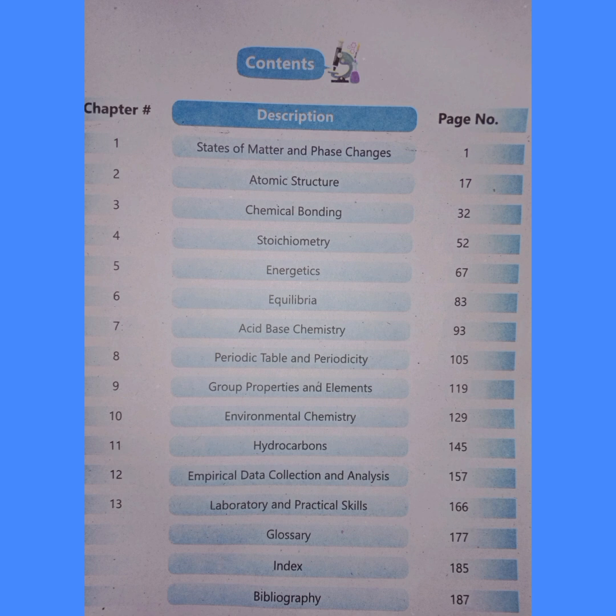Eighth chapter, periodic table and periodicity. Ninth chapter, group properties and elements. Tenth chapter, environmental chemistry. Eleventh chapter, hydrocarbons. Twelfth chapter, empirical data collection and analysis. Thirteenth chapter, laboratory and practical skills. Then glossary, index and bibliography are discussed in this chapter.